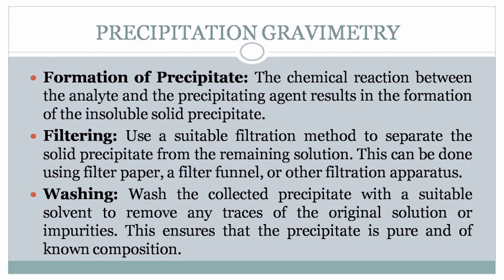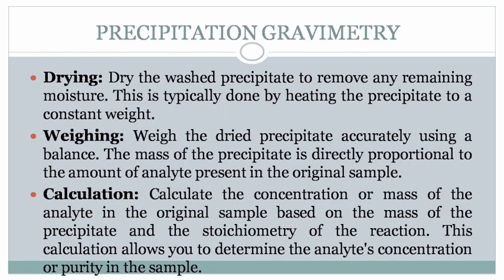Fifth, washing. Wash the collected precipitate with a suitable solvent to remove any traces of the original solution or impurities. This ensures that the precipitate is pure and of known composition. Sixth, drying. Dry the washed precipitate to remove any remaining moisture. This is typically done by heating the precipitate to a constant weight.